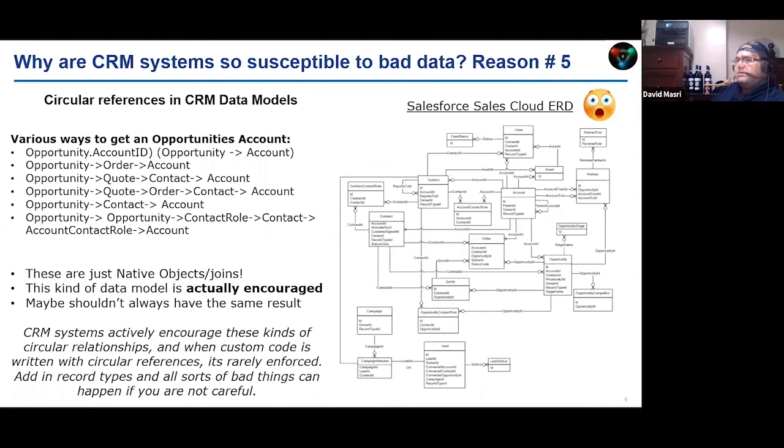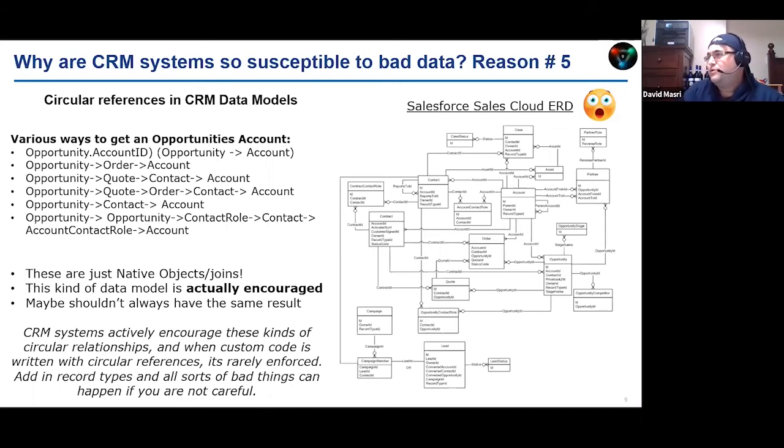Reason number 5, circular reference in data models. So if you take a look at this picture, this is the Sales Cloud ERD. ERD stands for Entity Relationship Diagram. It's absolutely nuts. And if you were to look at a more traditional diagram, you don't have these kind of circular references. To explain what I'm talking about: if I have an opportunity, I should have one account ID, and by should, I mean, again, in terms of traditional thinking, I should only have one way of knowing what the account is.